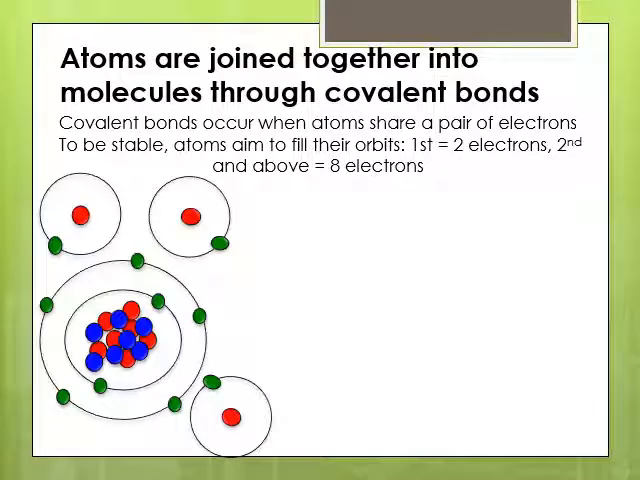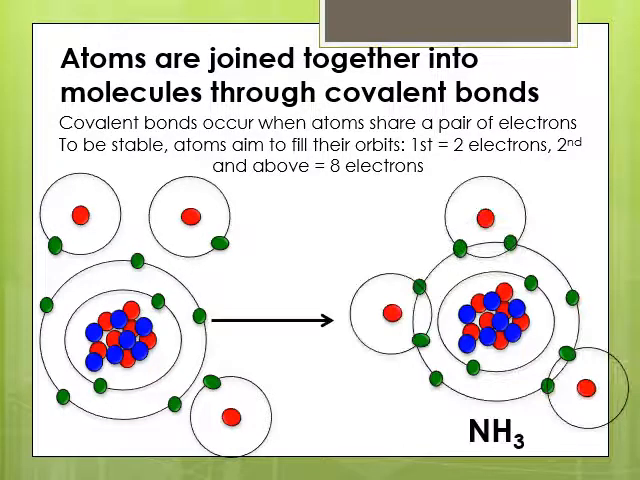So when you're joining these atoms together to create molecules, they're joined through something called covalent bonds. Covalent bonds occur when atoms share a pair of electrons. Okay, so we've got nitrogen here in the middle, this big guy, right? And then we've got 3 hydrogen atoms over here. So we want to join them together, and they're going to create these covalent bonds, which are fairly stable.